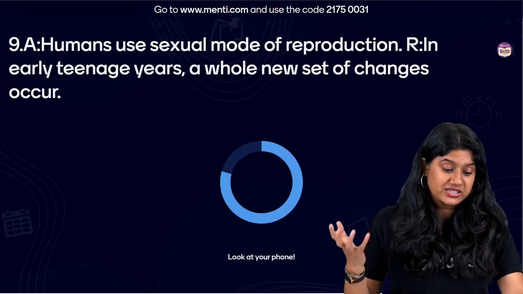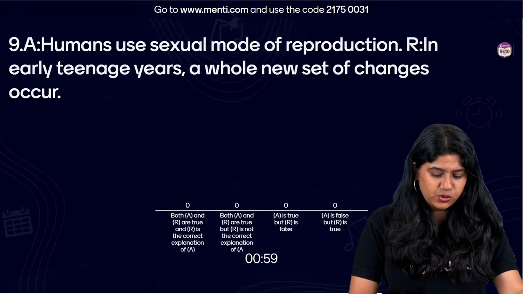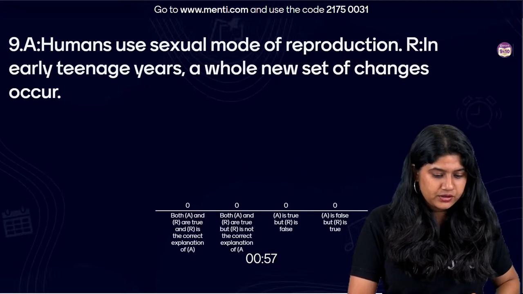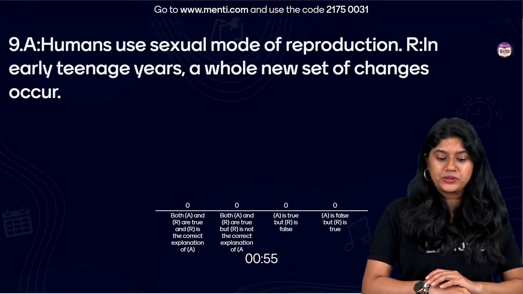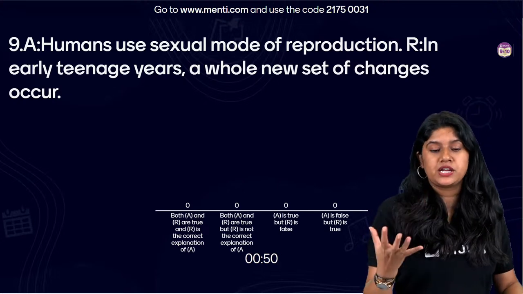Very good. Last question. Sorry, second last question. A human uses sexual mode of reproduction; in the early teenage years, a whole new set of changes will occur. Right? So again, you have to find out whether both the statements are correct or incorrect, or whether the reason is a right explanation for it.